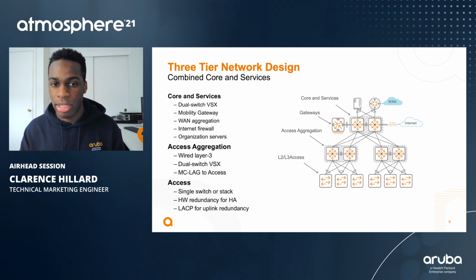Again, at our access aggregation, we're going to be doing a combination of L2 and L3, right? So we're going to do VSX between my two access aggregation switches, and we're going to be routing upwards to my core and services, right? So running OSPF. And then we're going to do MC-LAG down to the access, which is the same as the last slide. I just didn't add that bullet point in there, but it's going to be an MC-LAG. So those devices in the VSX pair appear as a single device.